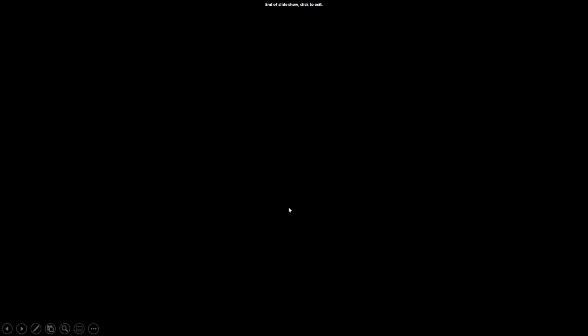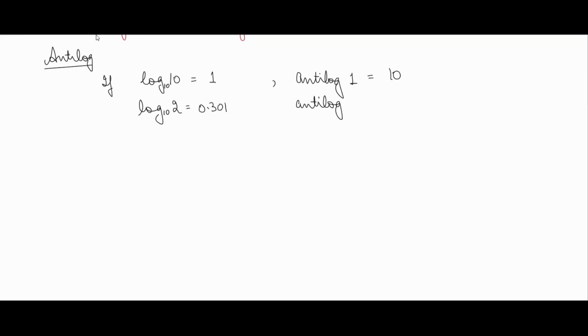Let us go ahead. We are talking about anti-log, and you need to understand if log 10 is equal to 1, then anti-log of 1 is going to be 10. Similarly, if log with base 10 is 0.301, it means anti-log of 0.301 is going to be 2. That's how we work on this.